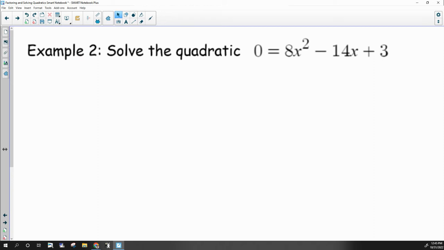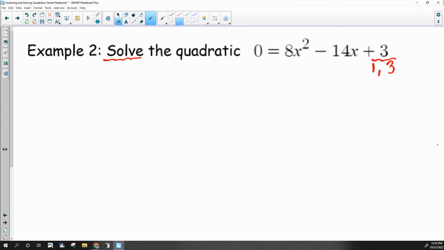8x squared minus 14x plus 3, and again, this is asking us to solve. You do not have to write its factored form. We only have to tell each other what x equals. Okay, start with your GCF. Remember, the trick here is what's our smallest number? What's our smallest number out of these? 3. And the only way to make 3 is 1 and 3.